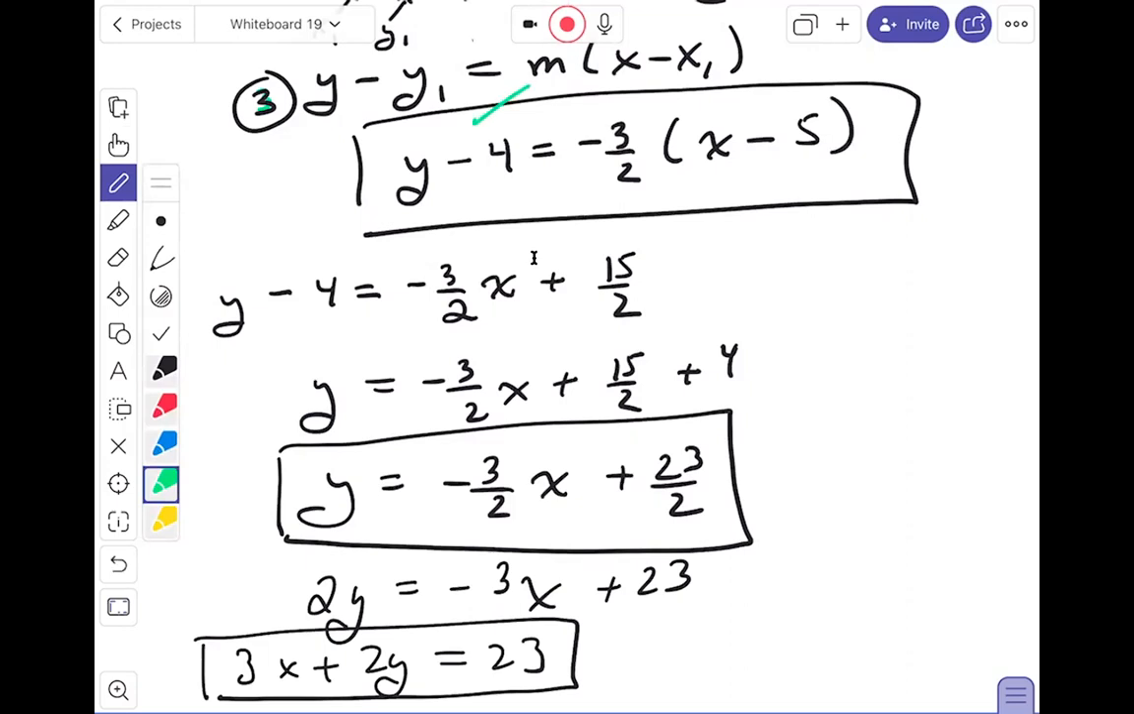y minus 4 equals minus 3 halves x minus 5. Yes, they do. Do they have this answer down? y equals minus 3 halves x plus 23 halves. Yes, they do. Do they have this answer down? 3x plus 2y equals 23.